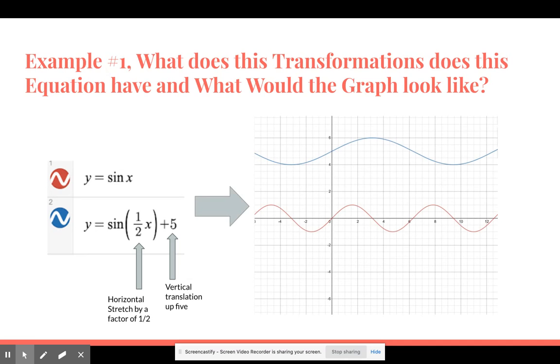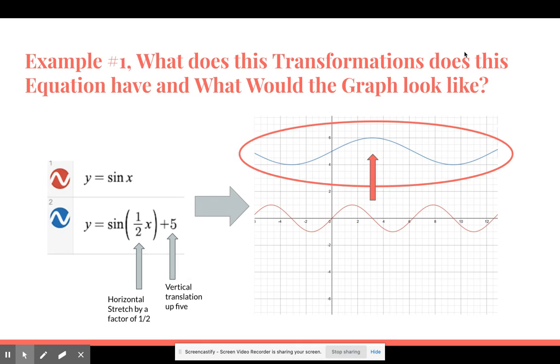So its graph, you would have to have a horizontal stretch by a factor of 1/2. And as you can see in this graph, it is being stretched. And then you also need to go up 5 on the y-axis to have a vertical translation. So that is also seen here.